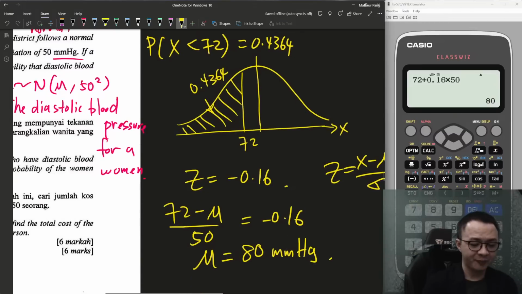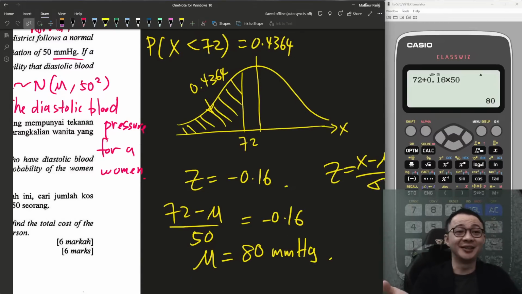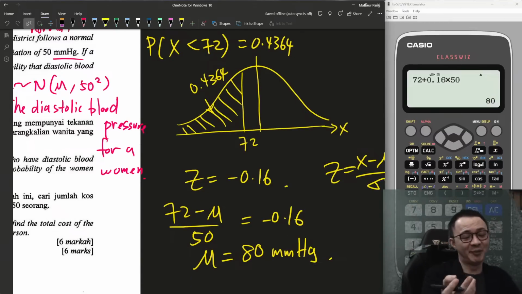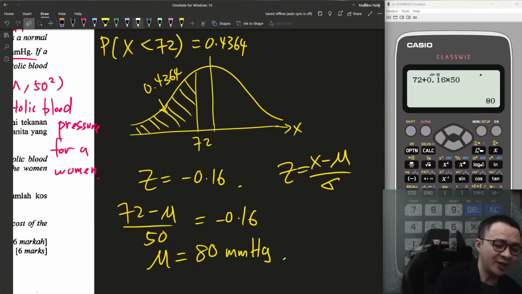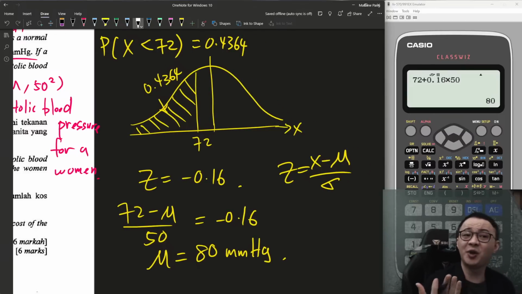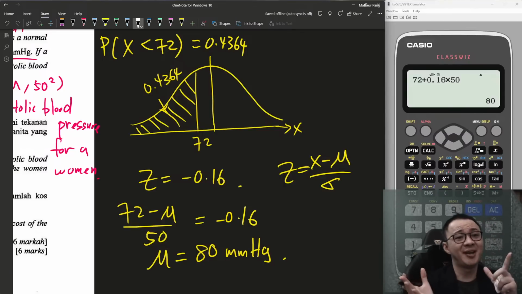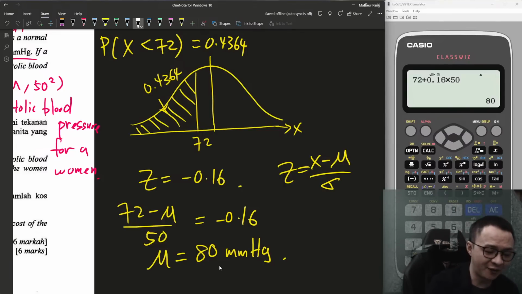Okay, so what if you don't have this calculator? You say, sir, I don't have this calculator, how am I going to do it? If you want to use the Z value table, the table only shows the area at your right hand side. Therefore you need to do a symmetry.